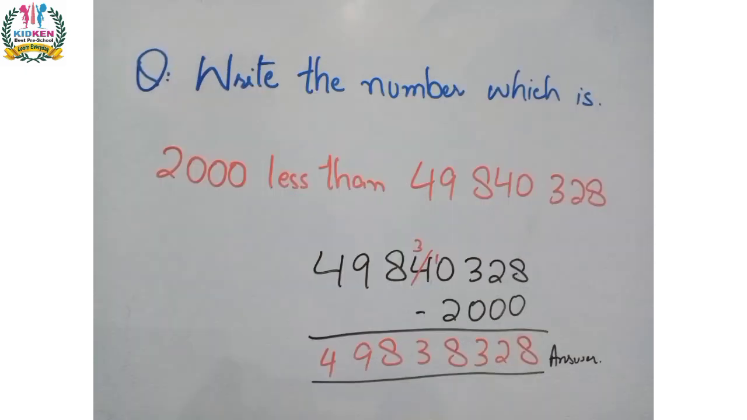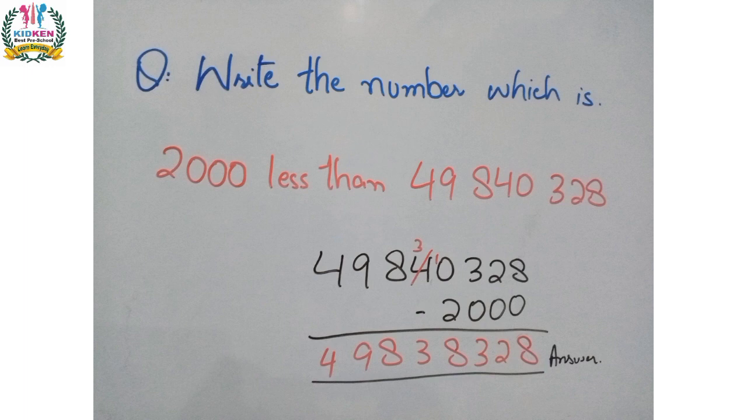Next question is write the number which is 2000 less than 49840,328. So simply we subtract 2000 from the number. Firstly we write this in vertical form. So our equation is 49840,328 minus 2000. So 8 minus 0 we have answer 8, 2 minus 0 we have answer 2, 3 minus 0 we have answer 3.